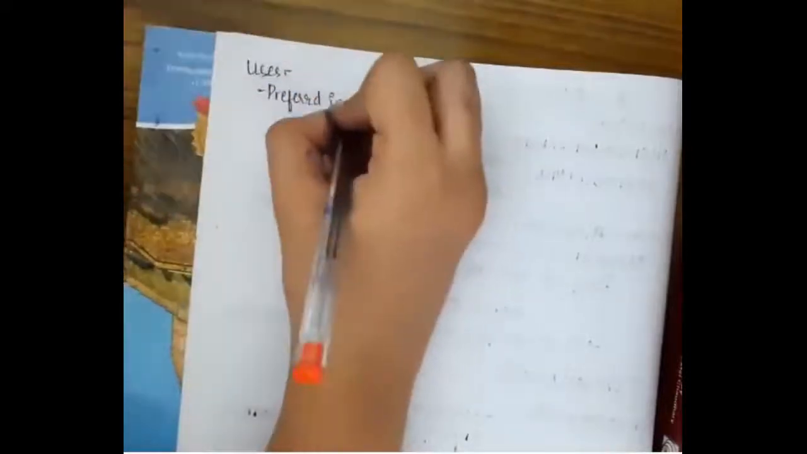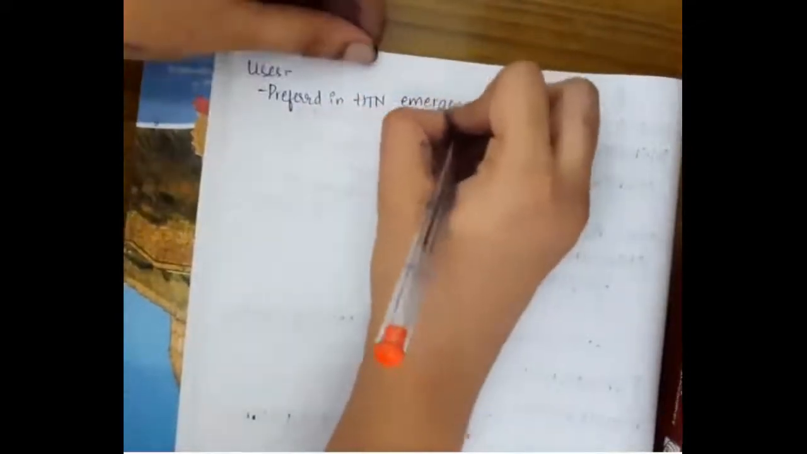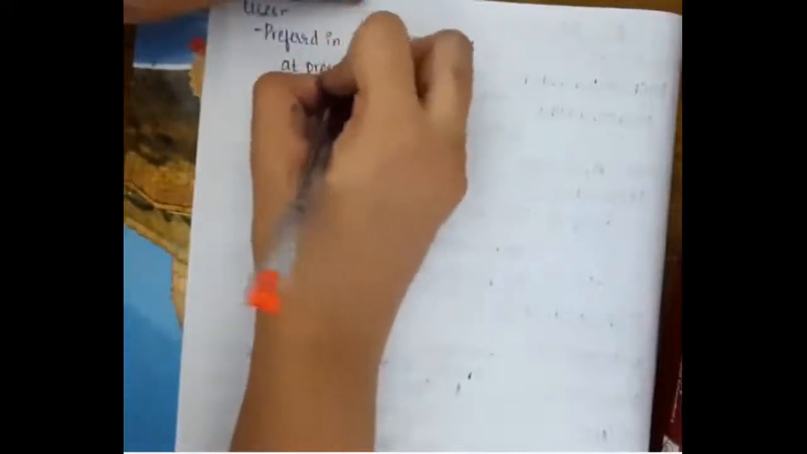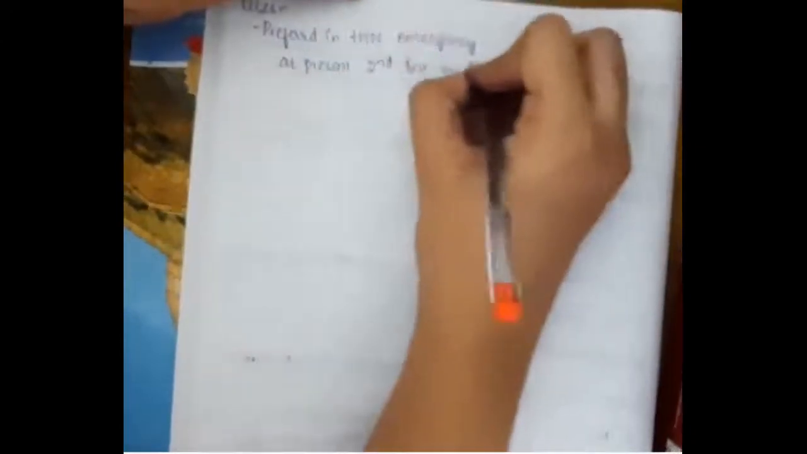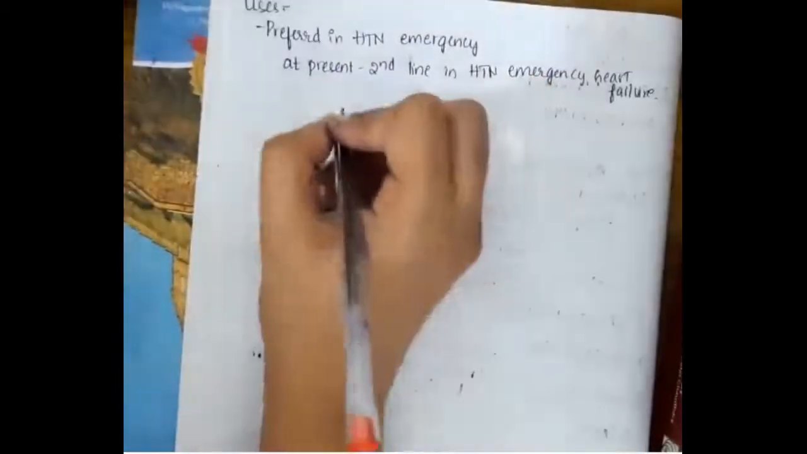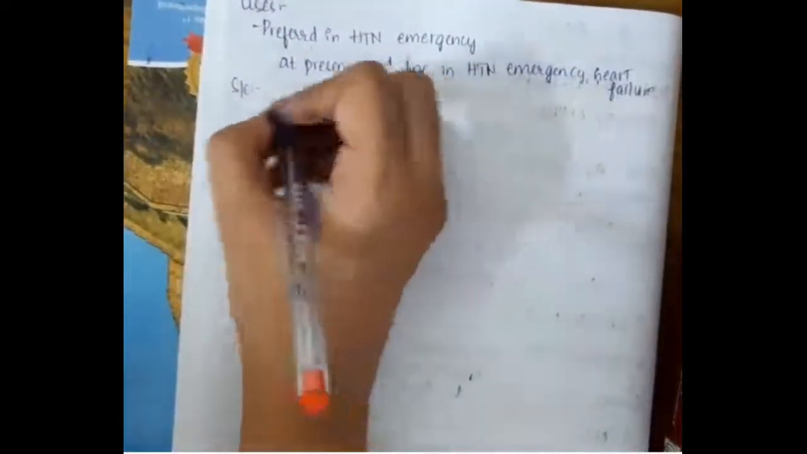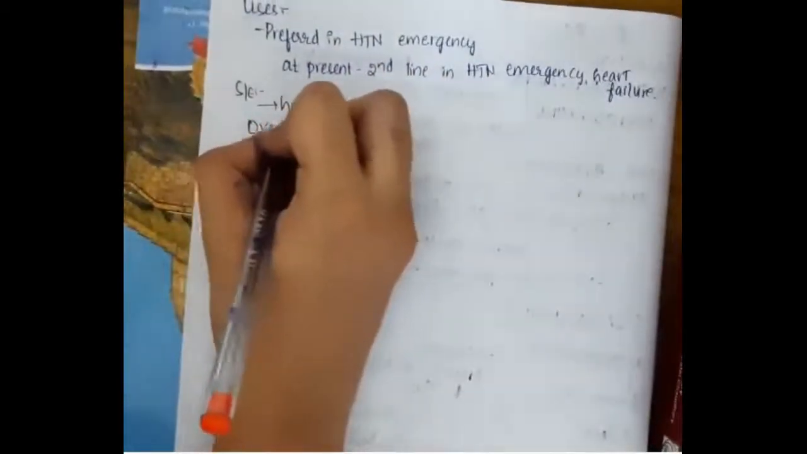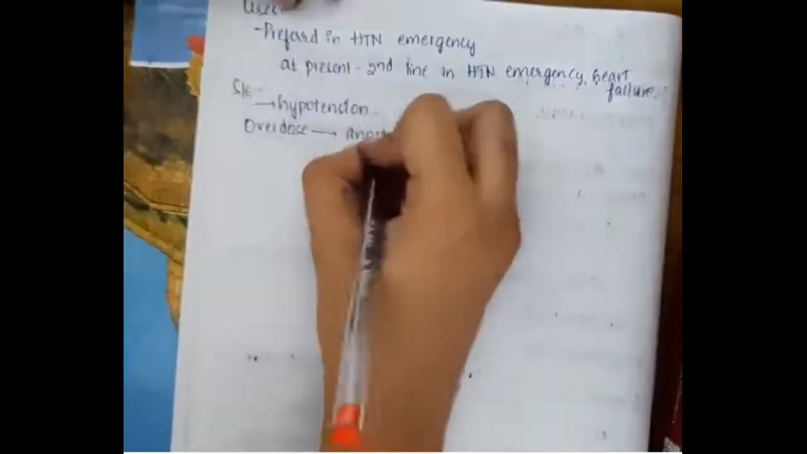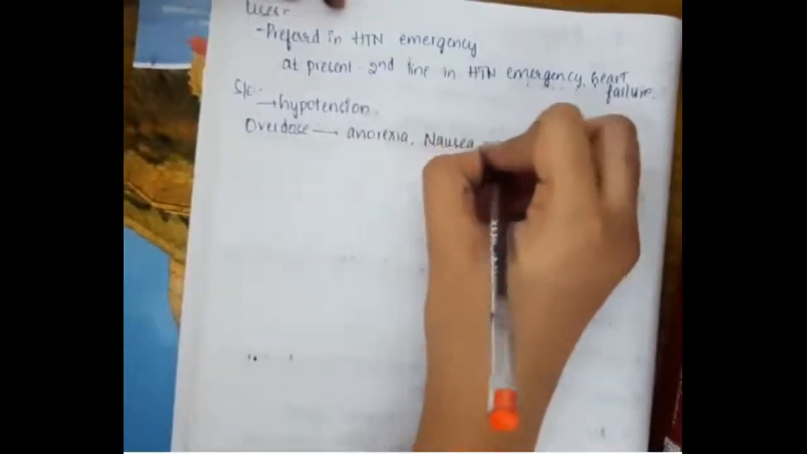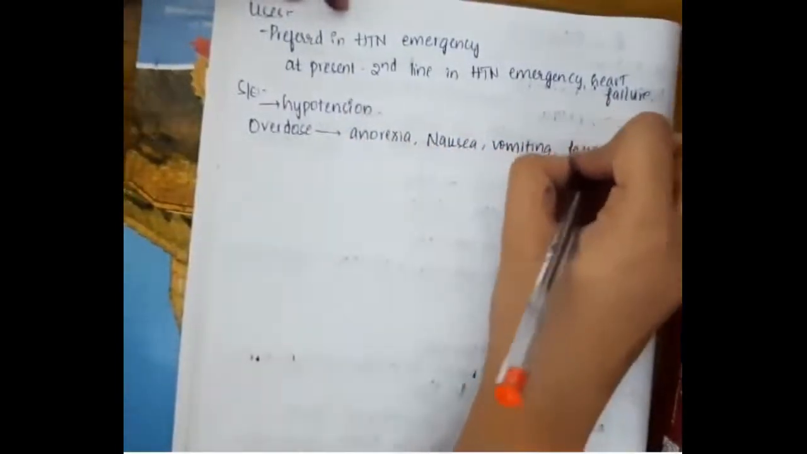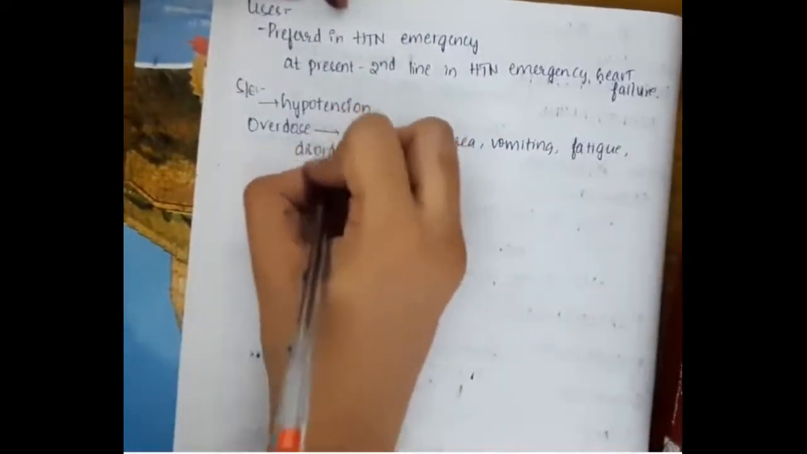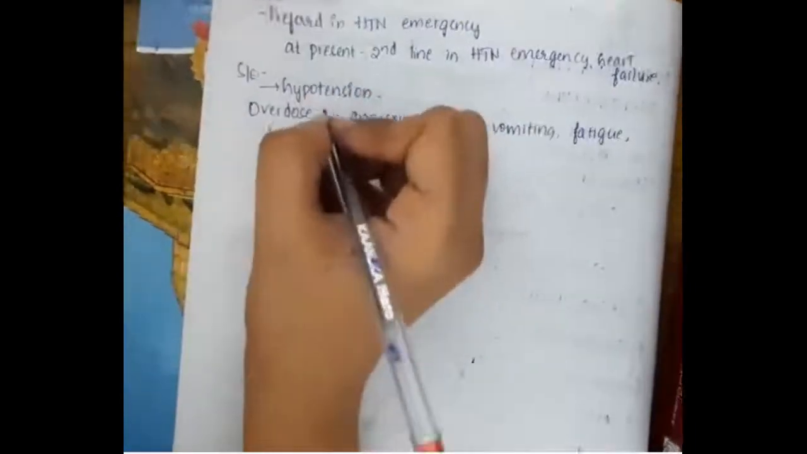Then if you see the uses, sodium nitroprusside is preferred in hypertensive emergency. At present, it can be used as a second line drug in hypertensive emergencies and heart failure. If you see the side effects, it also causes hypotension. If there is an overdose, anorexia, nausea, vomiting, fatigue and disorientation can occur.